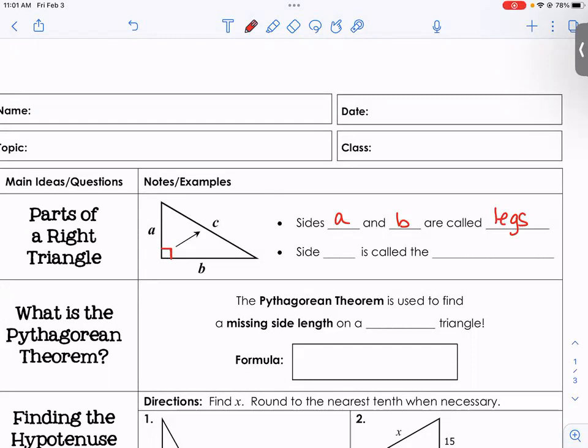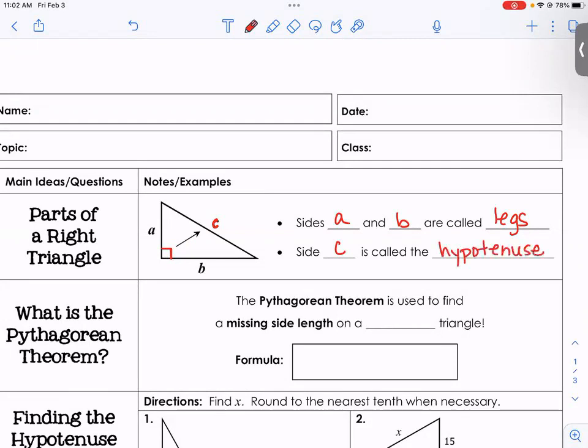Okay. They're called legs because they hold it up. Now, side C. Do you see how there's this little arrow right here? Side C is across from the right angle. Do you see that? Okay. Side C is called the hypotenuse.